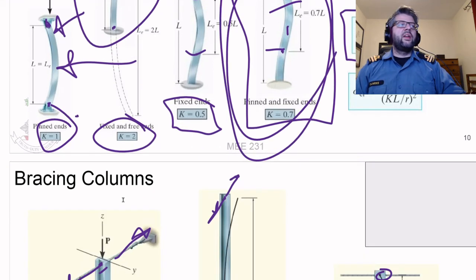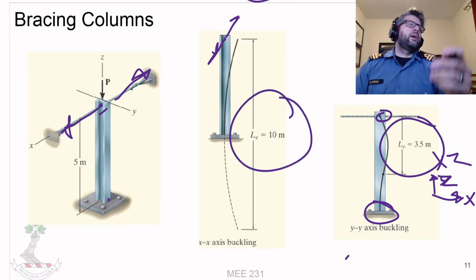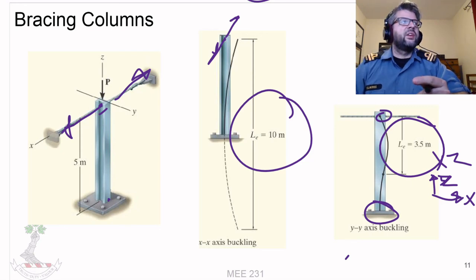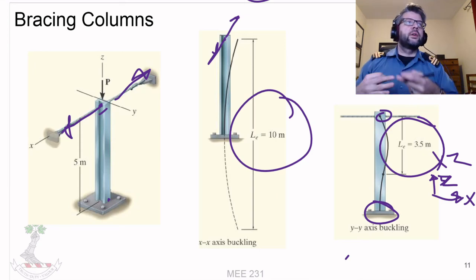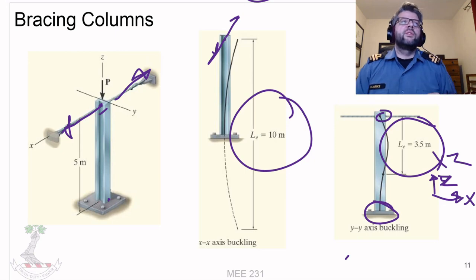So our effective K value is going to be 0.7. So we have a much larger effective length for buckling about the XX axis than we do about the YY axis. So whether or not buckling is going to occur first in the one or the other is still going to depend basically upon the relative magnitudes of their respective I's.